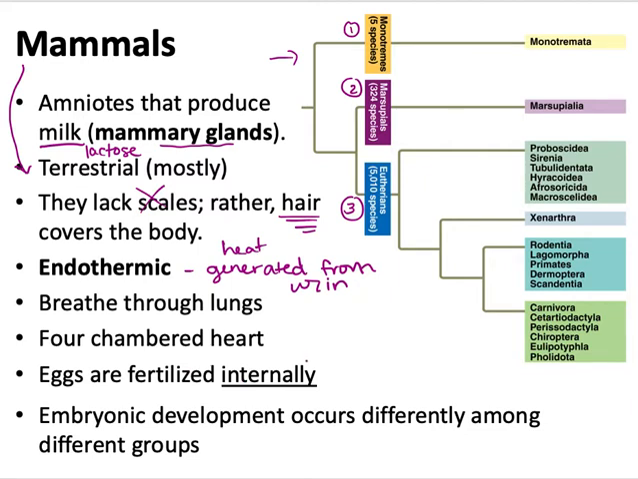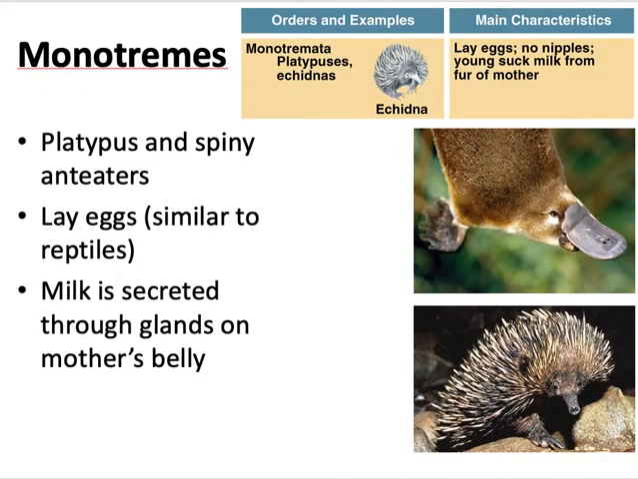All mammals have eggs that are fertilized internally. The development will differ depending on whether you're a monotreme, a marsupial, or a eutherian. So we're going to see differences in the development among these three groups. Our monotremes are the egg-laying mammals. So that means they are oviparous and development occurs in the eggs. The examples of monotremes include platypus and the spiny anteaters.